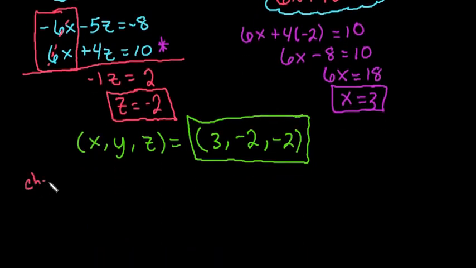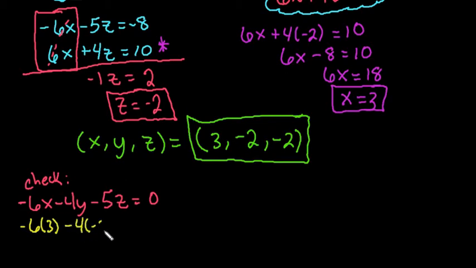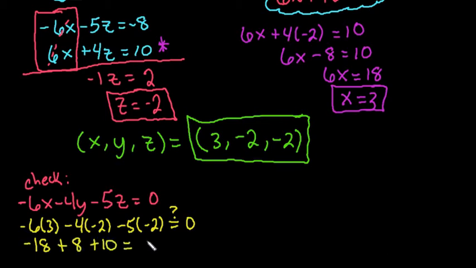To check, if I plug it into the first equation, we have the negative 6x minus 4y minus 5z has to equal 0. We would simply place our values into there. So I would say negative 6 times 3 minus 4 times negative 2 minus 5 times negative 2. Does that give me 0? If we look at this, we would have negative 18 plus 8 plus 10, and yes, indeed, that does give us 0 because 8 plus 10 is 18, and 18 minus 18 is 0. You have to check it in all 3 of the equations.